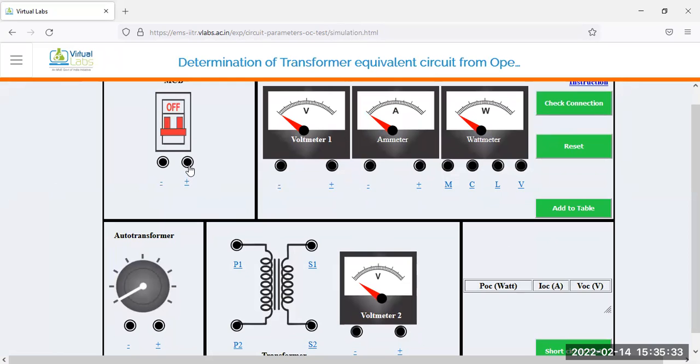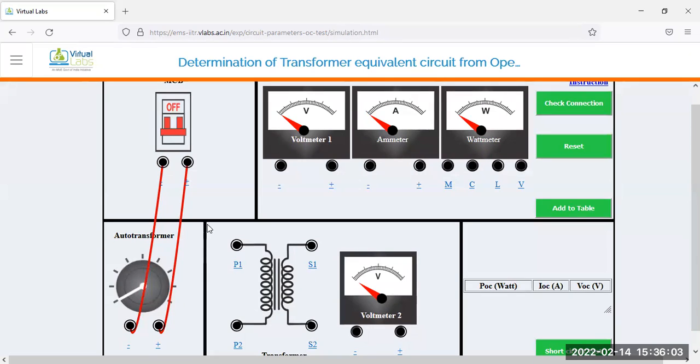Now connect the positive terminal of this MCB to the positive terminal of this auto transformer. First, click here and drag to this point, the positive polarity of the auto transformer. Similarly, click here on the negative polarity of the MCB and drag to the negative polarity of the auto transformer. So power is available at this auto transformer from this MCB.